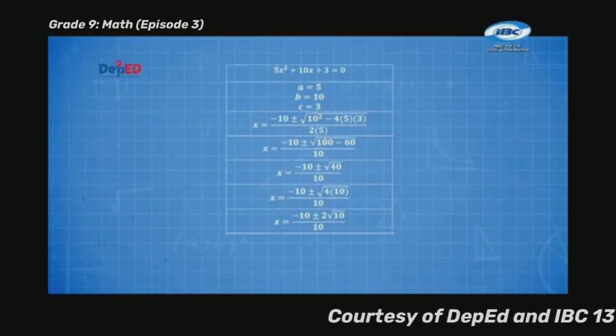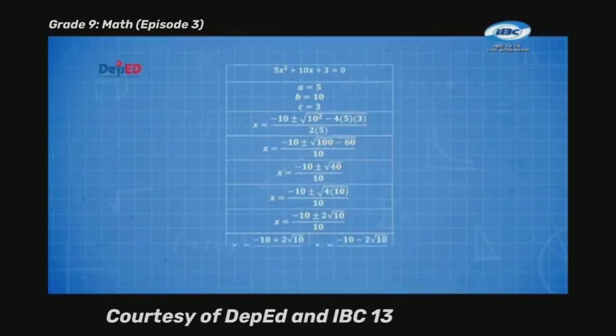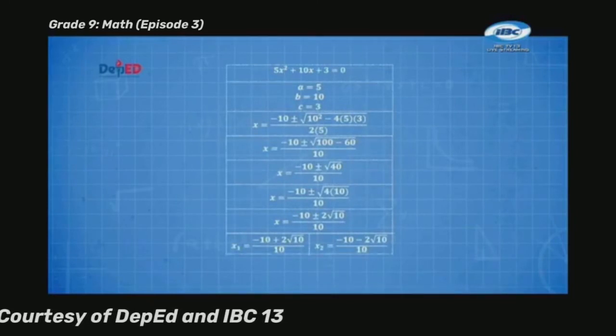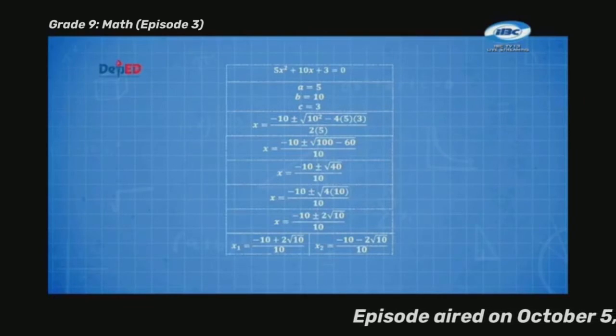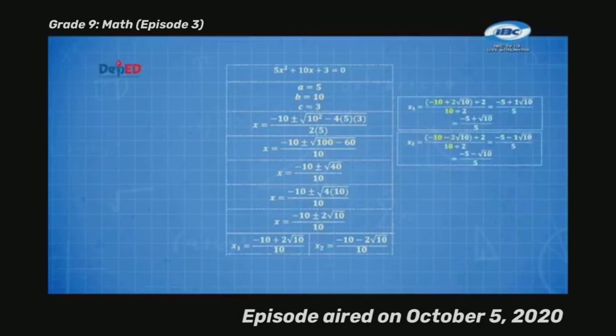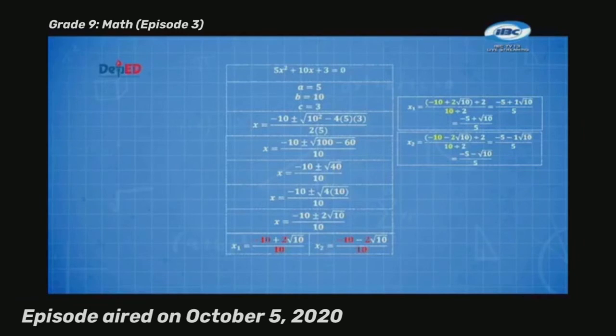Remember how to simplify radicals. Now, we can split the equation into two. x sub 1 equals negative 10 plus 2 square root of 10 all over 10. x sub 2 equals negative 10 minus 2 square root of 10 all over 10. And then, solve for x. We cannot combine a rational number and an irrational number, but we can simplify the answer by making use of GCF, or greatest common factor. Negative 10, 2, and 10 are all divisible by 2.